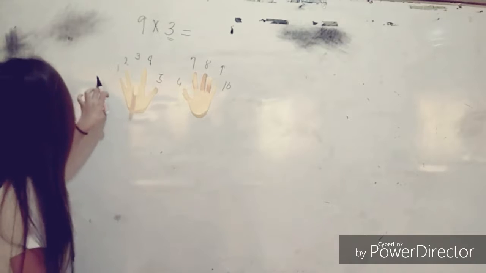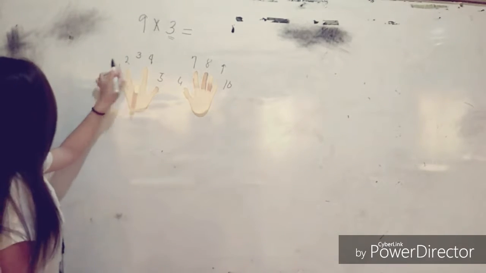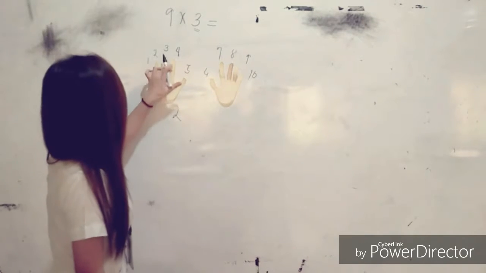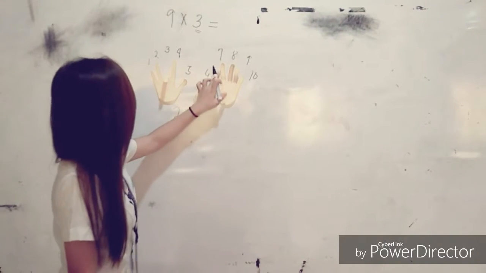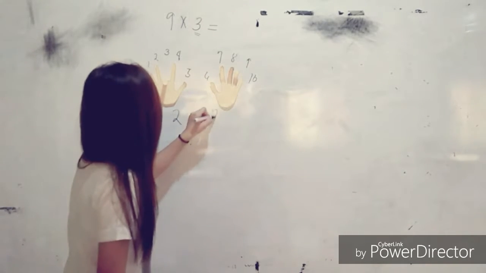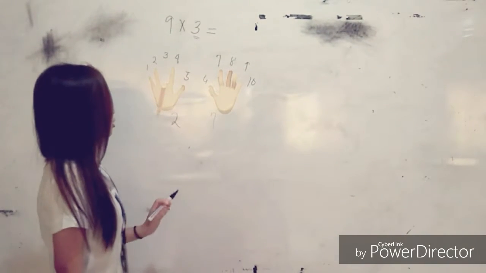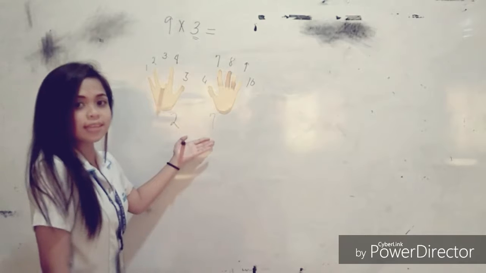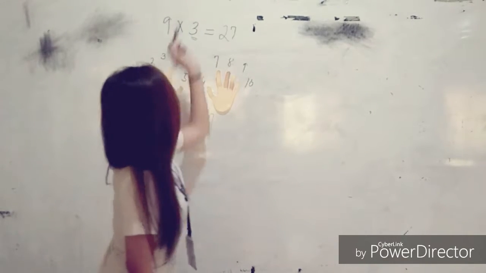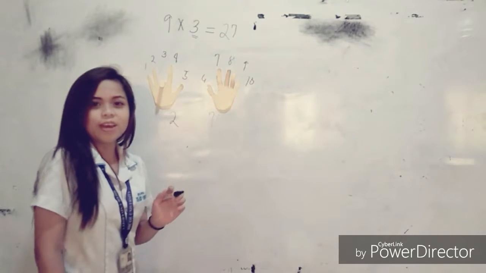Now, in this part, we have 1, 2. This part, we have 1, 2, 3, 4, 5, 6, 7. We have 7. Now we will combine them. So we have 27. Our product is 27. Can you get it?